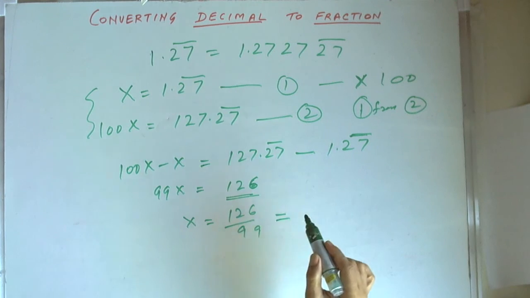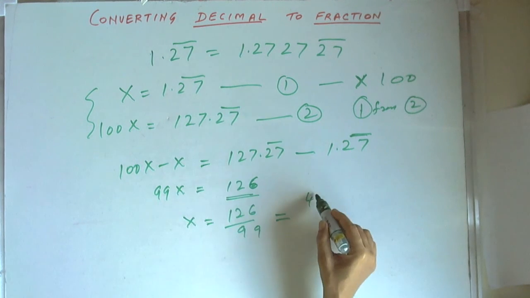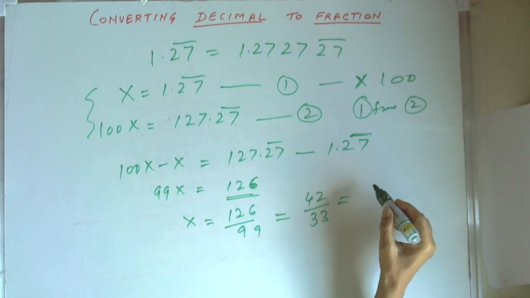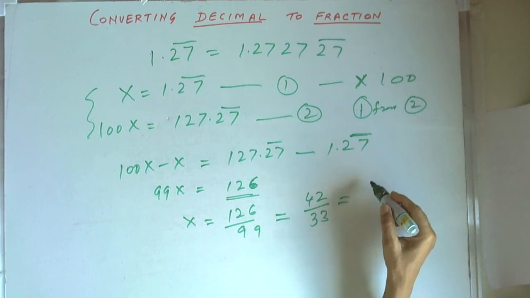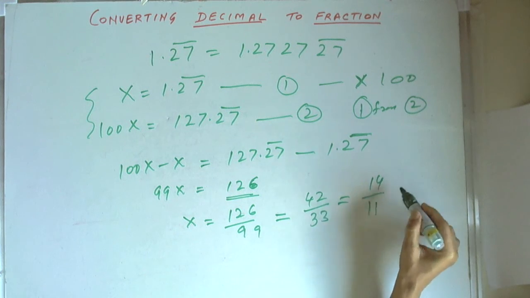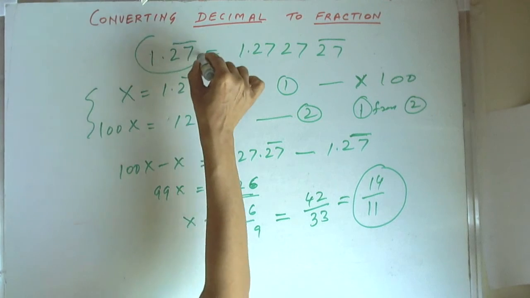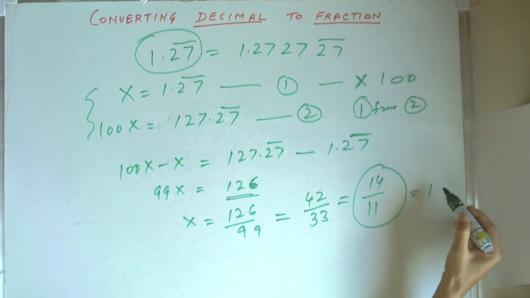And if you simplify this, first we will divide by 3. So this will be 42 by 33. And we can further simplify. Again, 42 and 33 will get divided by 3. It will become 14 by 11. So 14 by 11 is the same as 1.27 bar. And 14 by 11 can also be written as 1 and 3 by 11.